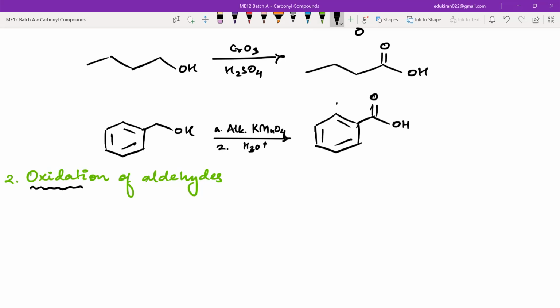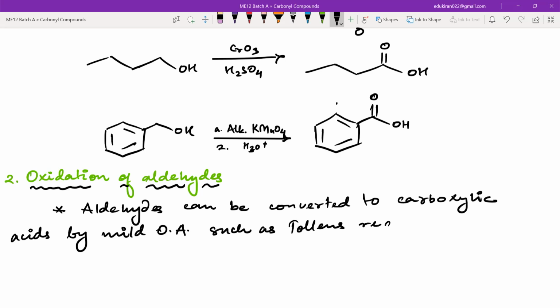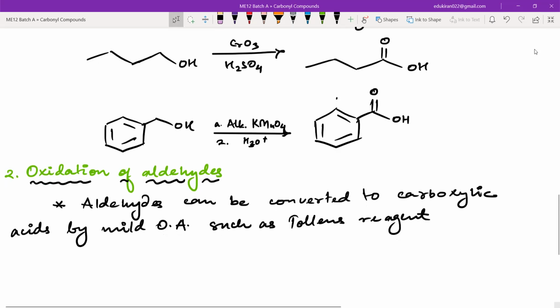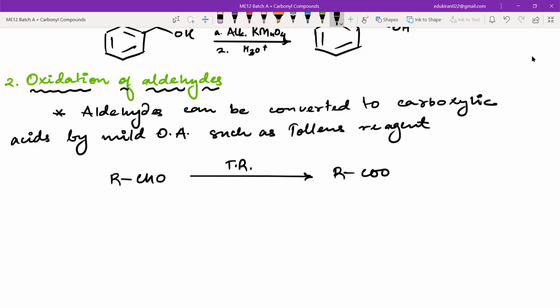So in oxidation of aldehyde, what will be happening? You'll again be getting carboxylic acid, right? So you can say aldehydes can be converted to carboxylic acids by mild oxidizing agent such as Tollens' reagent. So if you have RCHO and you use Tollens' reagent, which is used for oxidation, what is going to happen? You will get RCOOH. So you can write some examples.